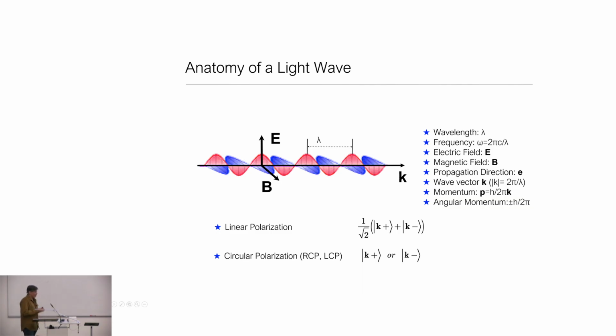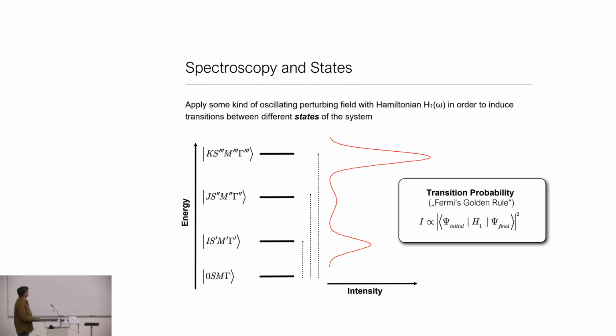Now, when a light wave hits a molecule, the electric and magnetic field components of the light wave start interacting with the electrons in the system. Yeah? And that is inducing transitions between the many particle states. And now I've labeled them here as 0, S, M, gamma, according to everything I've told you before.